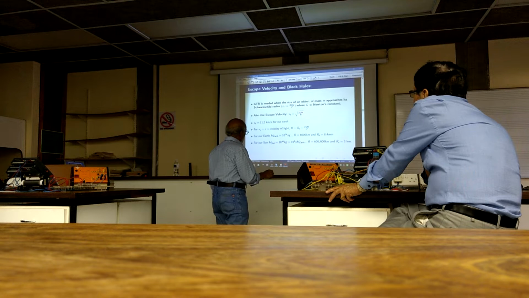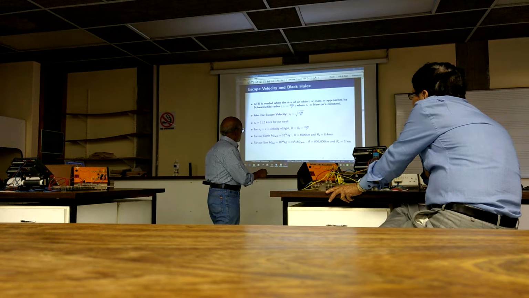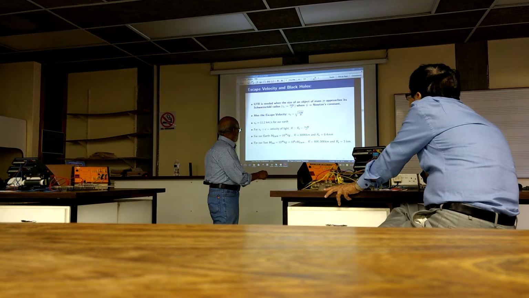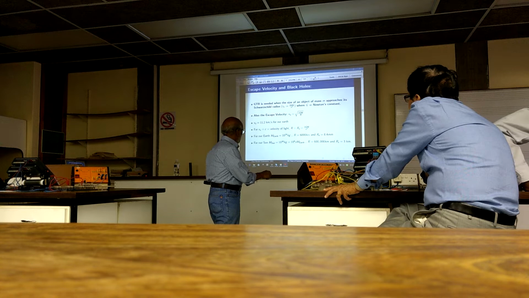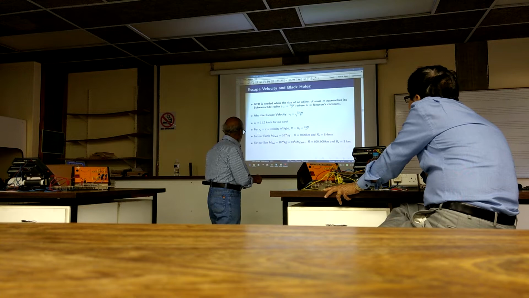Now, if you increase this velocity, how do you do it? I keep M fixed and I reduce R to R by 2, R by 3, R by 4, R by 10, R by 100. So when I reduce this, this would increase. There would be a limit when this R is equal to RS, which is 2GM by c squared. Then at R equal to RS, there would be a limit when mass M is kept fixed, M is not changing.